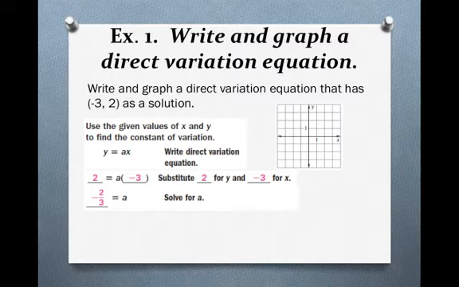And then we're going to solve for a. So a is being multiplied by negative 3, so we're going to divide both sides by negative 3 and we get negative 2/3 equals a. And so our equation for direct variation would be y equals negative 2/3 x. So you're going to have one point at the origin because these always go through the origin, and then one point at negative 3, 2, and that is going to give you your graph.